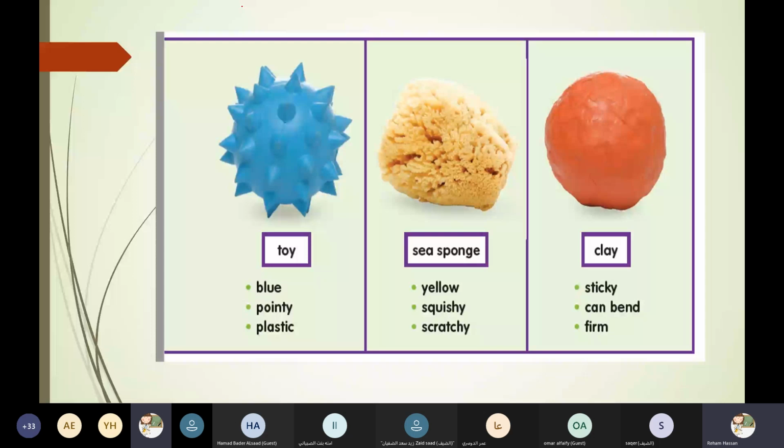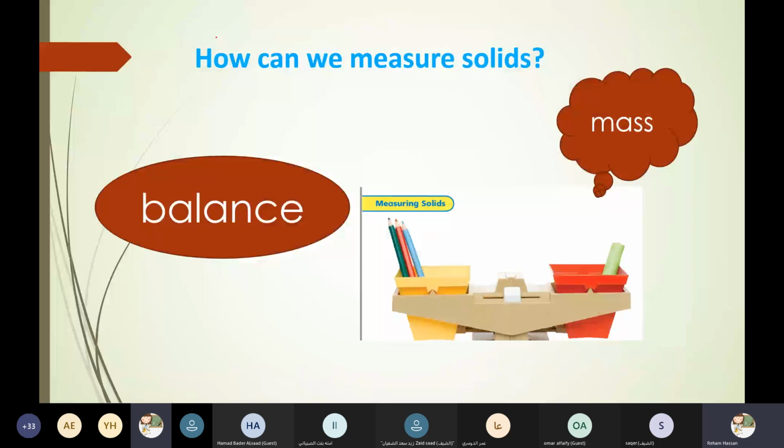Okay, today inshallah we will talk about how we can measure the solids. Now we have a solid, okay? How can we measure the solids? First, if we talk about the mass, we know that matter is anything that takes up space and has a mass.